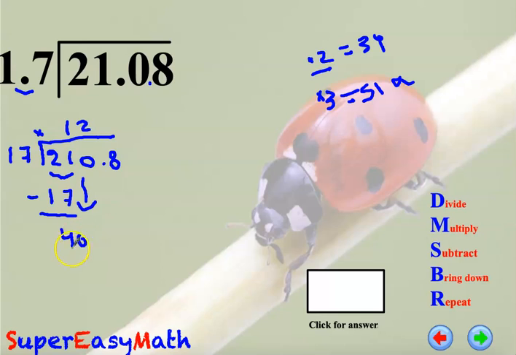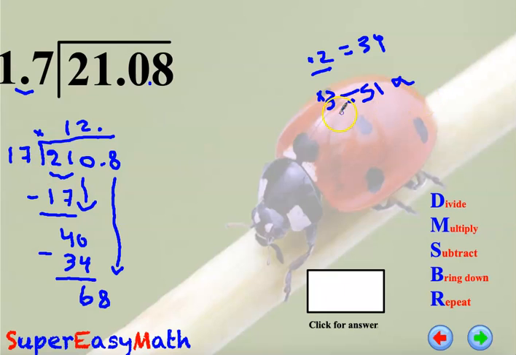Multiply, so 17 times 2 equal to 34. Subtract 40 minus 34 equal to 6. Bring down the 8. And raise the decimal point to the quotient, so here. And repeat the same process.